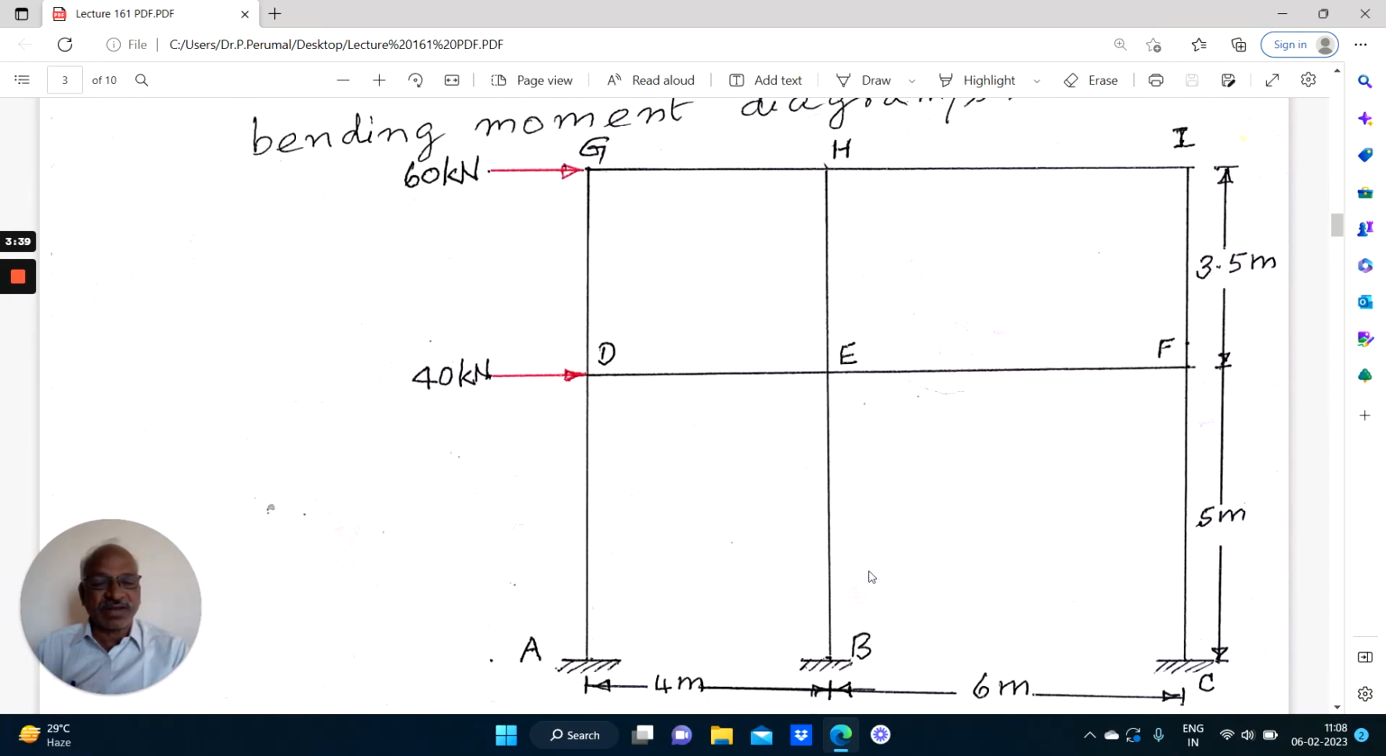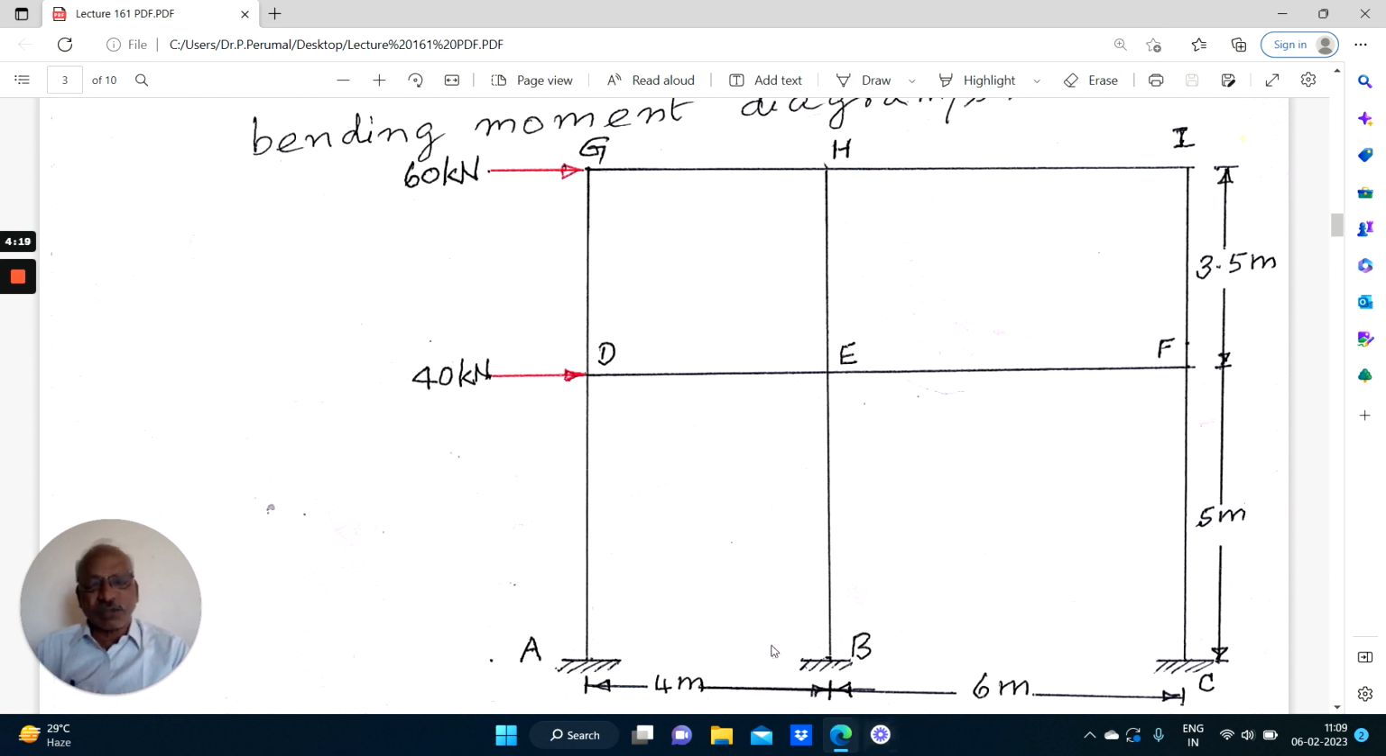So this is the building frame: 4 meters, 6 meters, 2 bays, 2 stories, 5 meters and 3.5 meters. Right. Now, before going to the solution, we know this is a 2-bay, 2-storied frame. So it is statically indeterminate to 12 degrees. Number of closed loops into 3 minus number of releases. There are 4 closed loops into 3, 4 into 3, 12 minus 0, since all these are fixed. Therefore, there is no release. So 12 minus 0 equals 12. Therefore, the structure is statically indeterminate to 12 degrees.